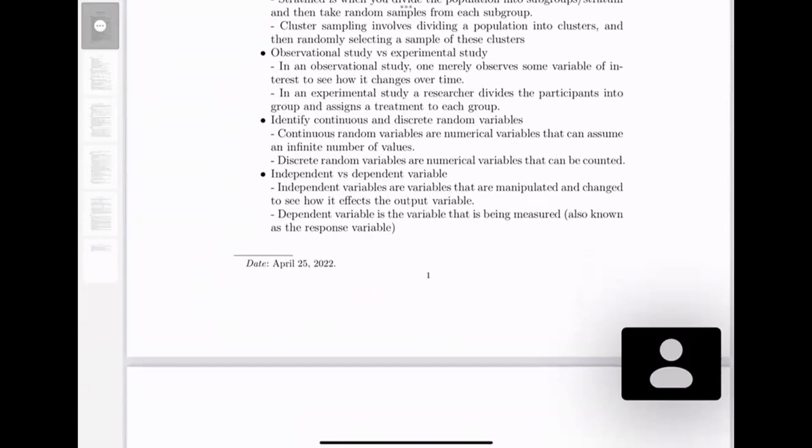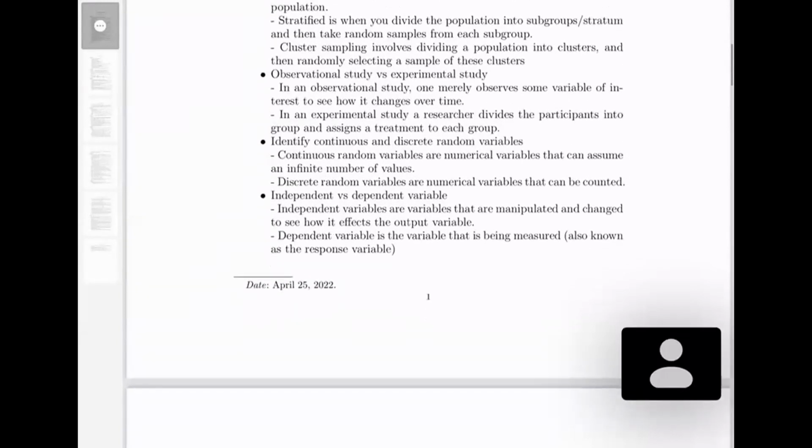The next thing we talked about was continuous versus discrete random variables. So continuous could take on an infinite number of values, and discrete could be counted. So like I could count the number of people in this class here.